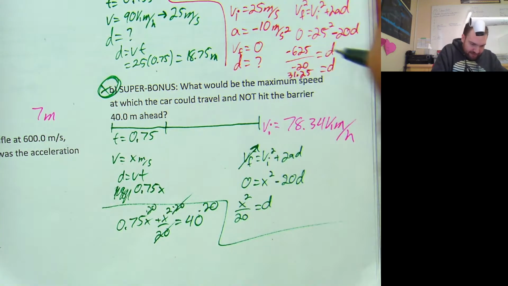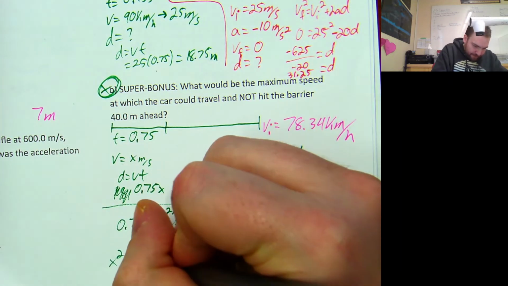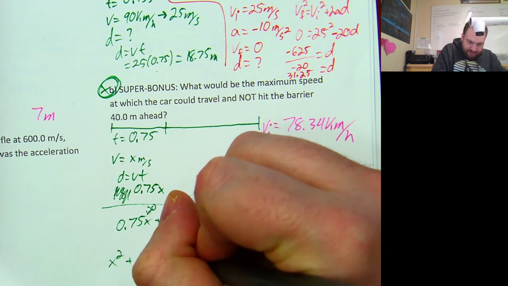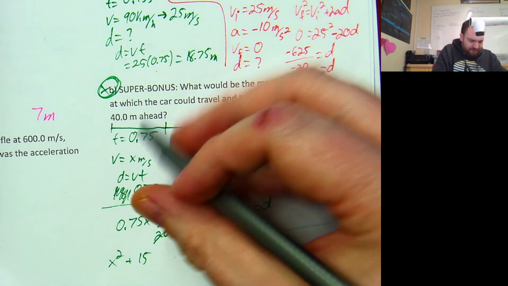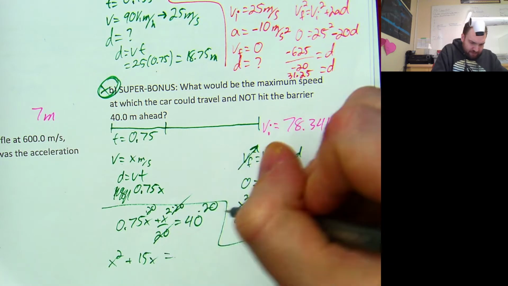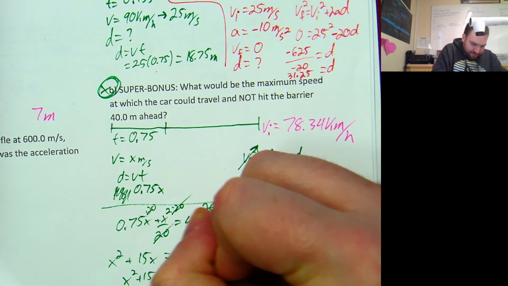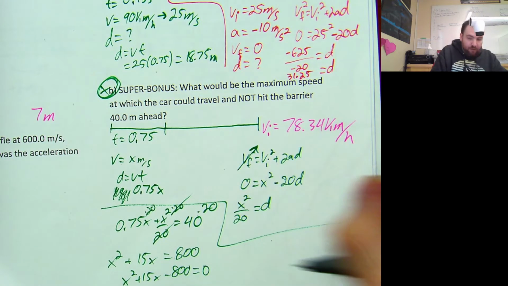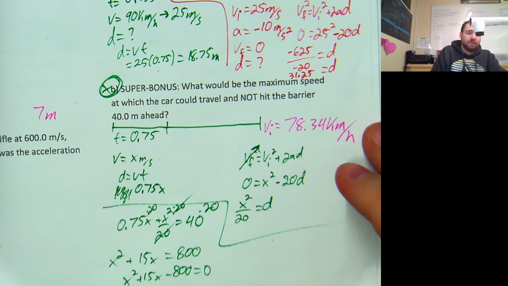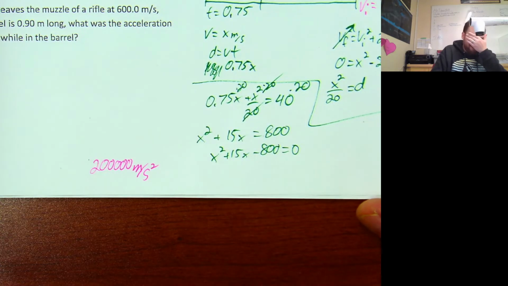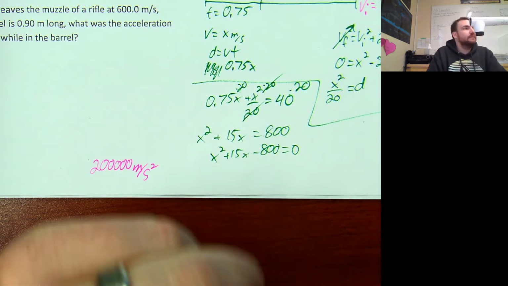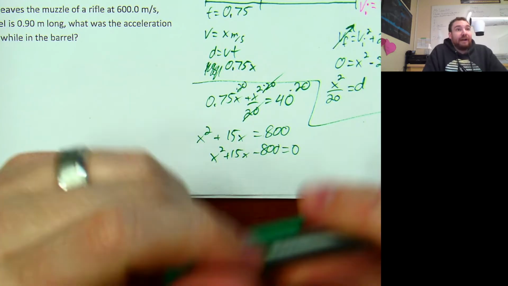That's going to cancel that. So I'm going to get x squared plus, what is that, 15x? 3/4 of 20? Yeah, that's 15. Equals 800. X squared plus 15x minus 800 equals 0. That thing is not going to solve nicely, so you're going to want to use the quadratic formula for that.